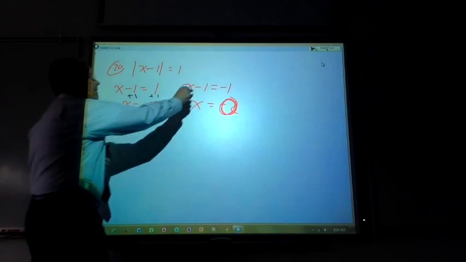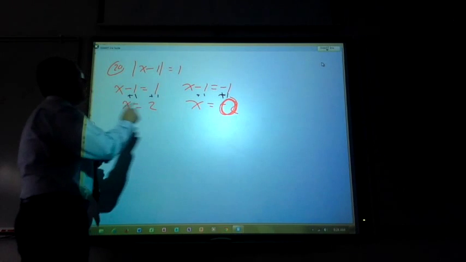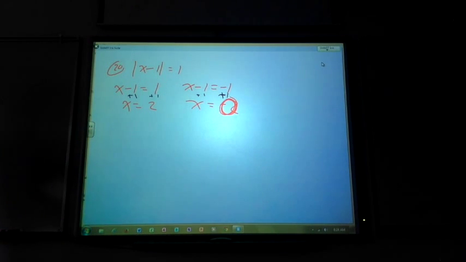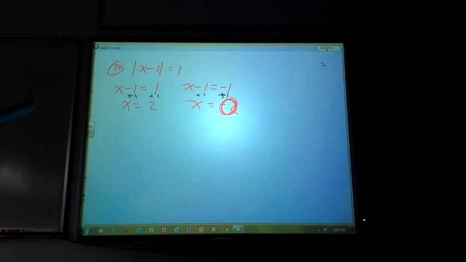Oh, okay, gotcha. That's a plus. All right, 0 minus 1 is negative 1. Absolute value of negative 1 is 1. Is 1 equal to 1? Sweet.